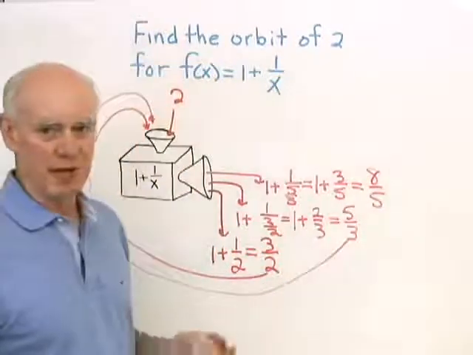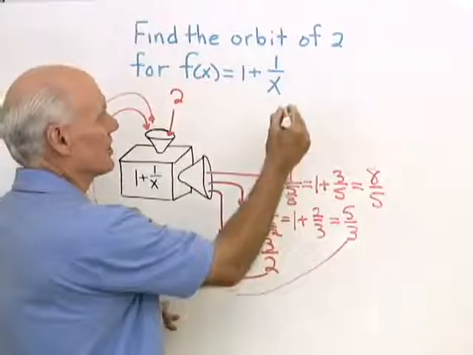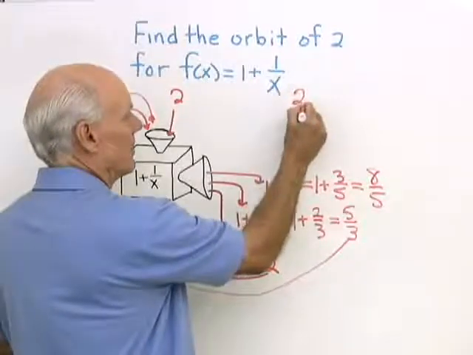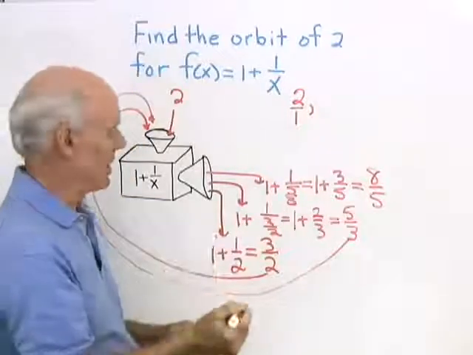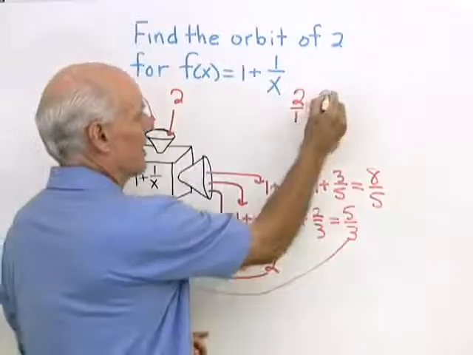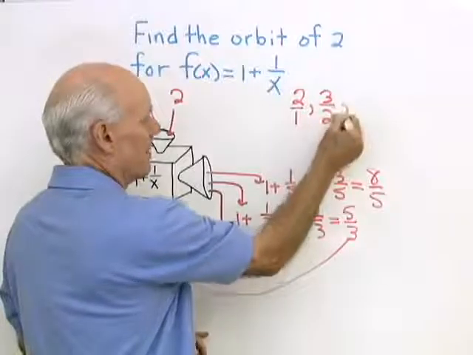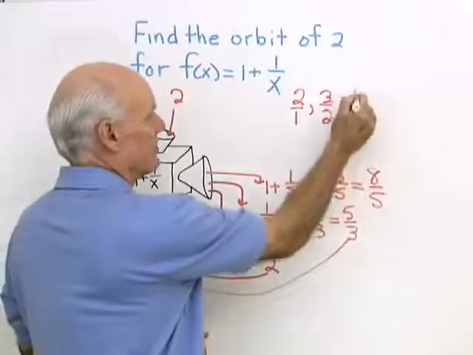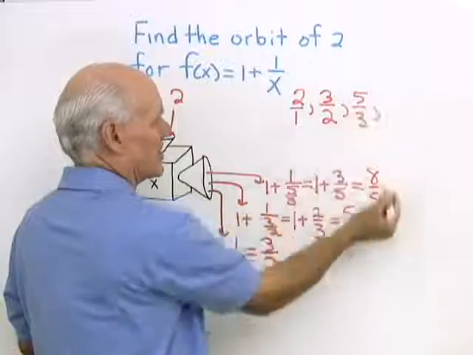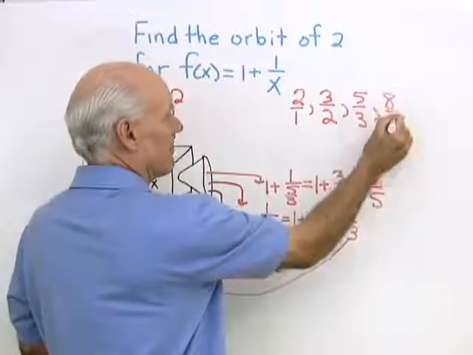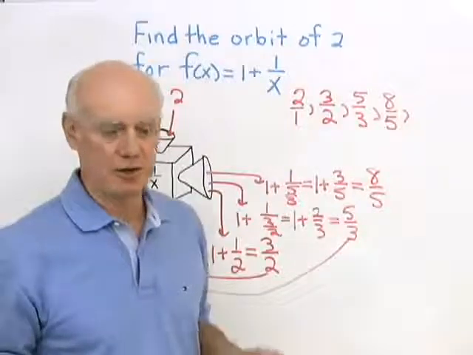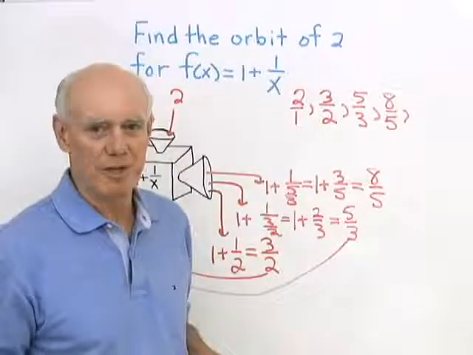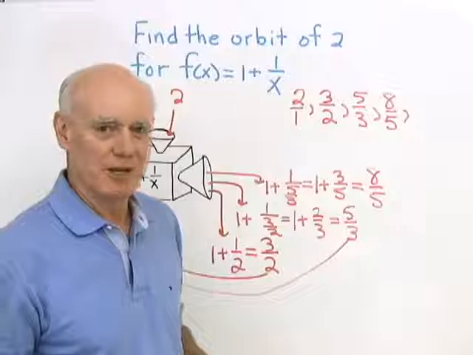All right, so let's see what we have so far. As far as this orbit goes, it looks like I'm starting with 2, okay, which I can call 2 over 1 if I want, just to make it look like a fraction. My first output was 3 halves. My next output is 5/3. My next output is 8/5. So I can see this orbit starting to take place. You can kind of use your intuition and say, what's the next number going to be? Think about it for a little bit.